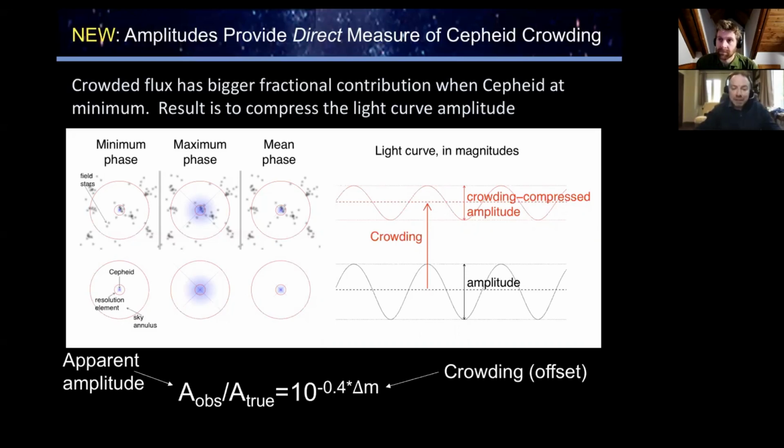And there's a very simple mathematical relationship that we show in the paper: the amplitude that you will observe divided by the true amplitude is 10 to the minus 0.4 times this crowding factor, this offset in the brightness due to the crowding. And so if you could measure the amplitude and compare it to what you expect it to be, instead of relying on the nearby region to tell you the crowding, you can actually get it directly from the Cepheid itself. Cool. So then there's one sort of calibration step, which we go through in the paper.